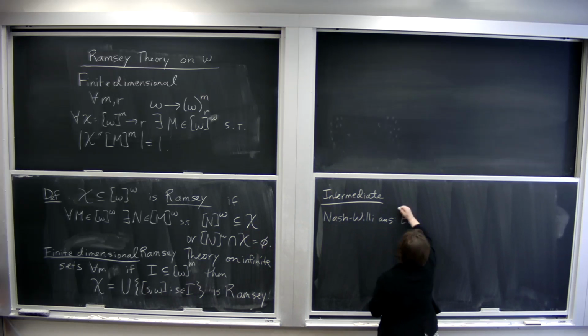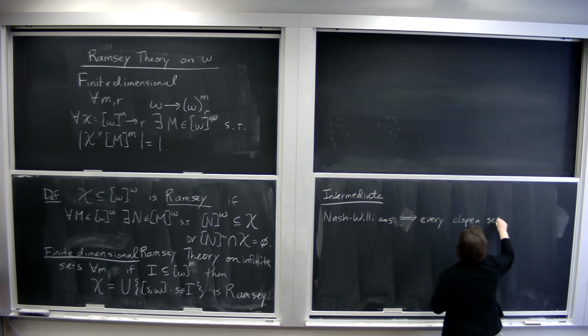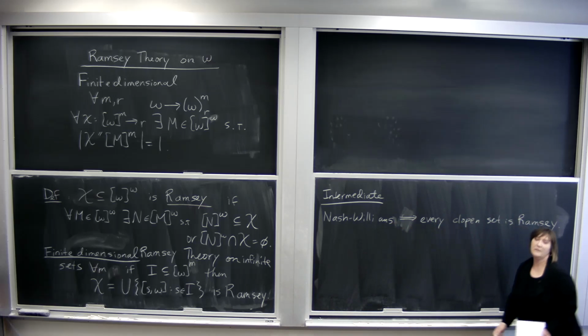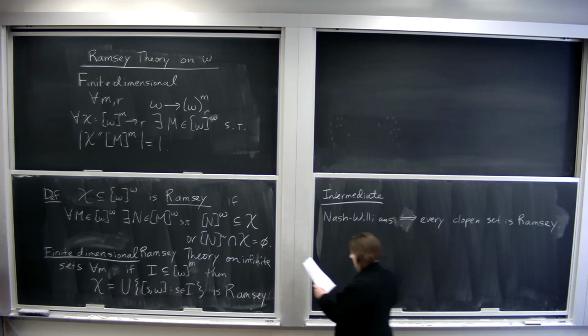Nash-Williams says that every clopen set is Ramsey. Okay, it's actually stronger than that. It's really stated in terms of partitions of sets of finite subsets of omega, which are unbounded in their size. And if you have a Nash-Williams family, which means that no member of your family end extends another member of your family, then if you partition it, you can cut down to an infinite set where you're in one piece of the partition. Okay, so it implies clopen sets are Ramsey.